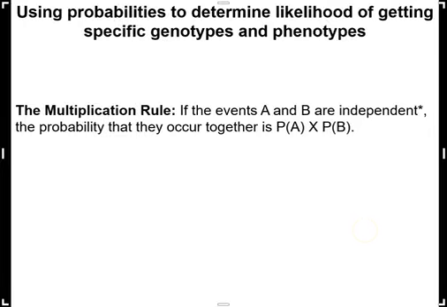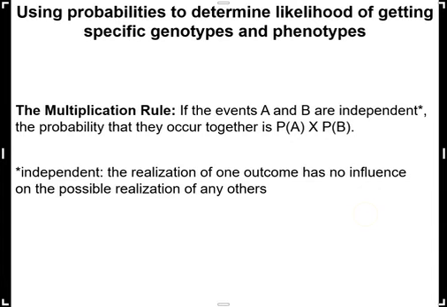So if the events A and B are independent, the probability that they occur together is the probability of A times the probability of B. So in other words, if we need A and B at the same time, or we want these two traits at the same time, or whatever it might be, then we look at the probability of each by itself, the probability of A and the probability of B, and we multiply that together, and that would be the probability of AB, or A and B. All right, so let's think about this a little bit further together.